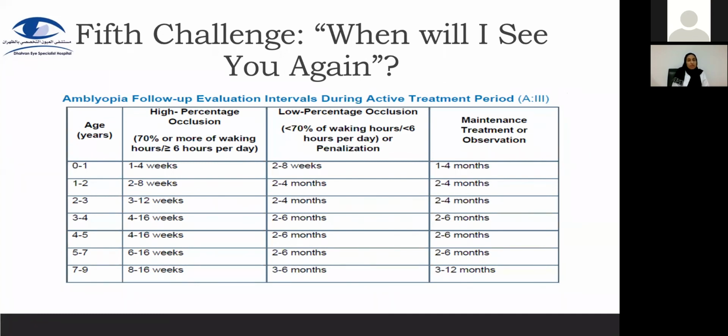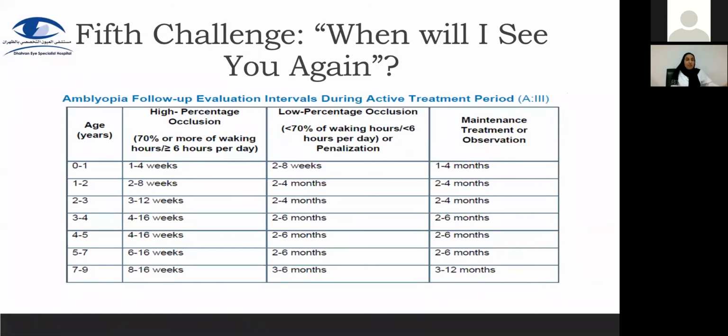There's less harm in the patient coming to my office earlier than in them coming late and having decreased vision. So for every year of age, I will let the patient come to me per month. I mean, if the patient is 1 year old, I would ask the patient to come after 1 month. If the patient is 2, after 2 months. If the patient is 3, after 3 months, etc. The maximum that I do is 3 months. Even if the patient is 5, 6, 9, I would ask the patient to come after 3 months.